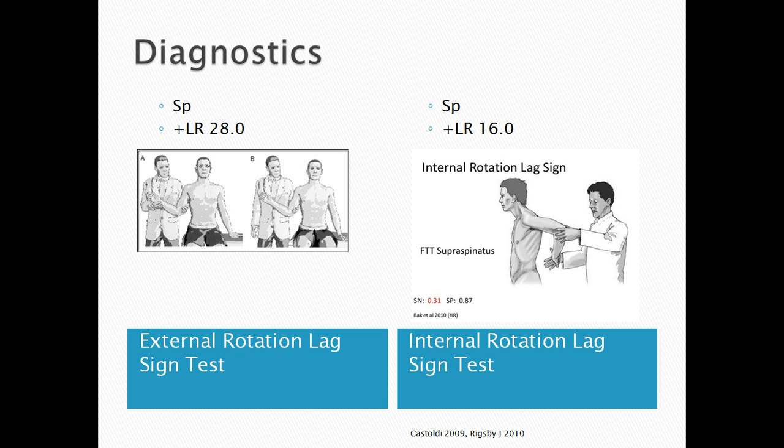For a complete tear, we have a few tests that demonstrate good utility for helping us rule in the condition. In other words, the sensitivity is fair, but they have really good specificity. These tests are the external rotation lag sign, which has a specificity in the load response of 28.0, and the internal rotation lag sign test, which has a positive likelihood ratio of 16.0. The sensitivity is 0.31, specificity is 0.87 for the internal rotation lag sign test.